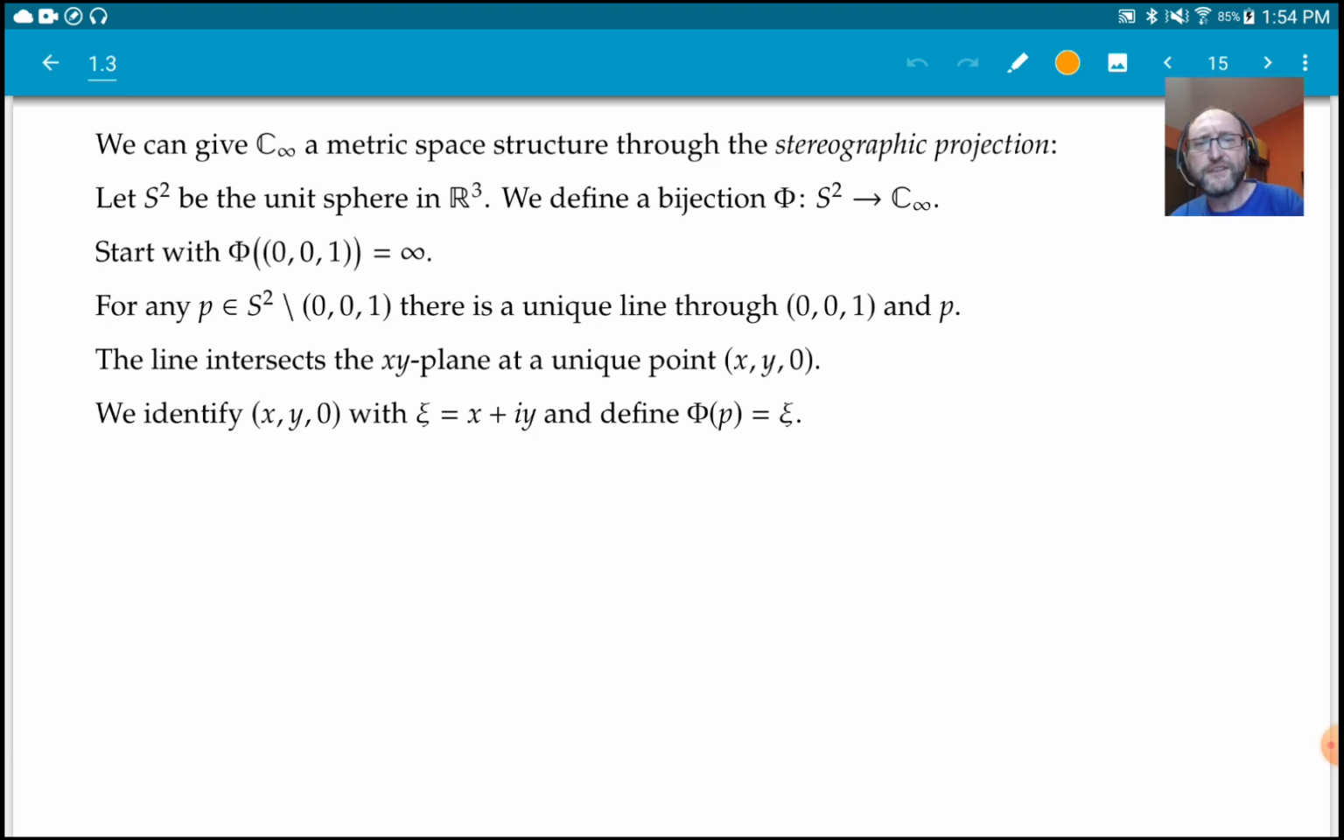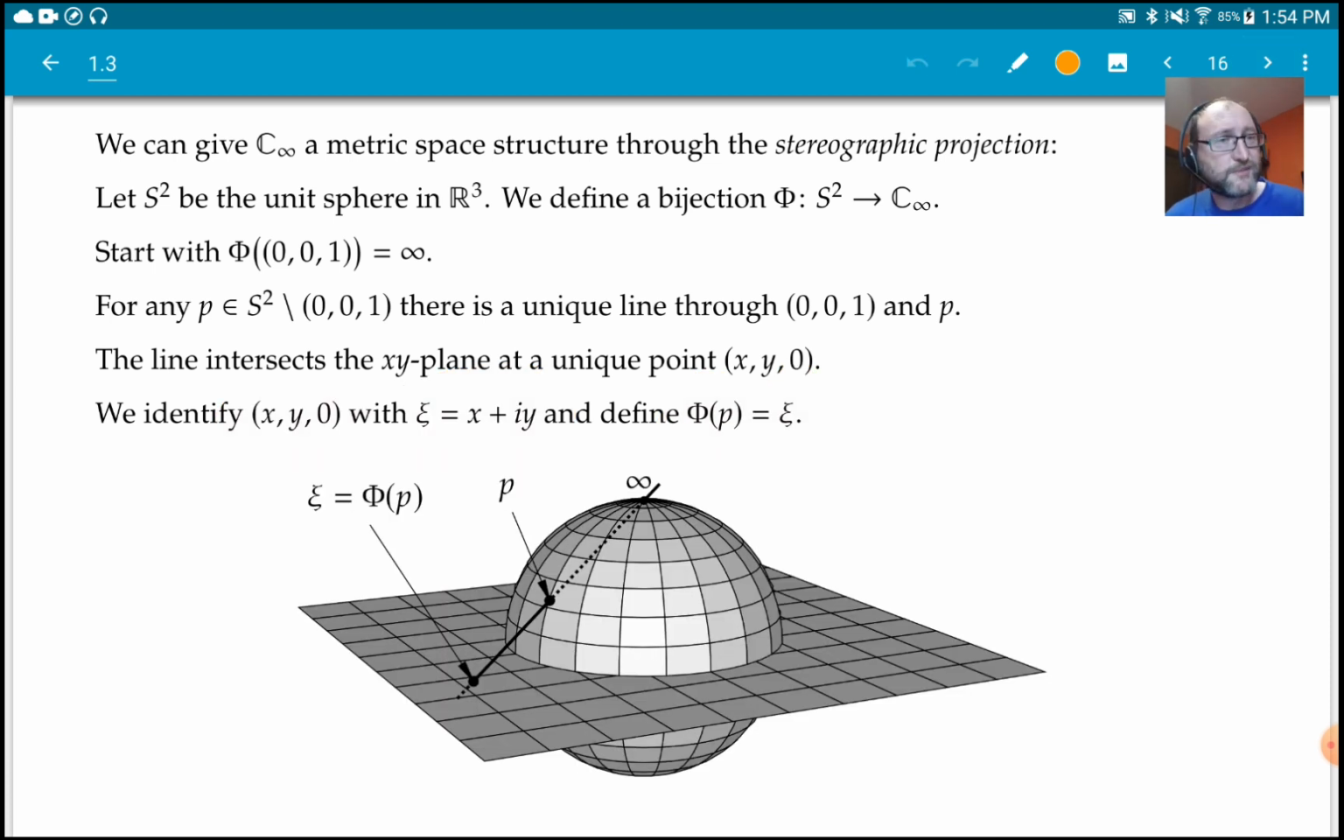And what we're going to do is identify this x, y, 0. We can think of that as being a complex number if we think of the xy plane as being C, so it's x plus iy. And so then we map the point P into this x plus iy. Now, here's the picture, it's always better with a picture. Here I have infinity, which is supposed to be the North Pole, so that's 0, 0, 1. It's this guy, so that should go to the North Pole.